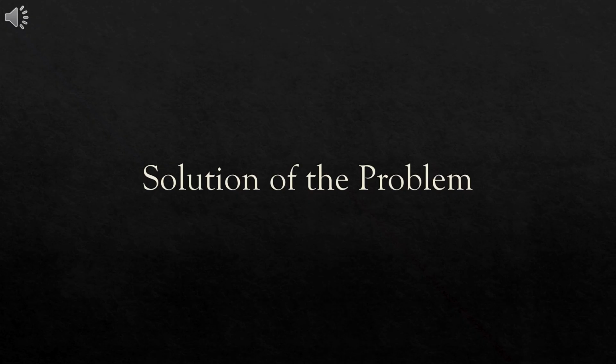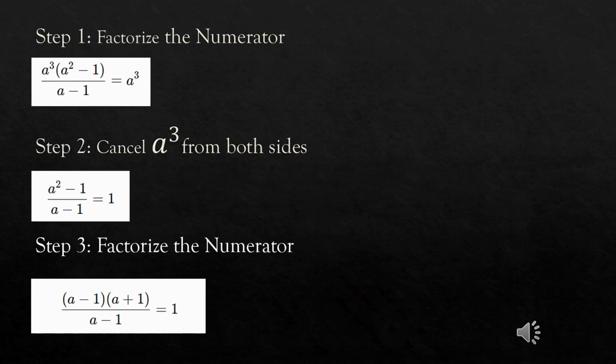Let's excitedly walk through the step-by-step solution of this problem. Step 1. Factorize the numerator. So we have a raised to power 3 as common factor in the numerator, and we get the following equation. Step 2. Cancel a raised to power 3 from both sides, so the equation becomes simplified as shown below.